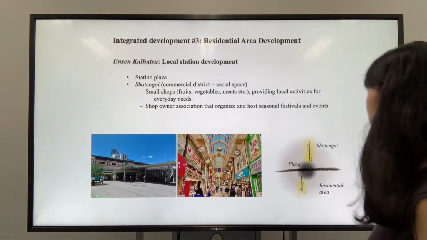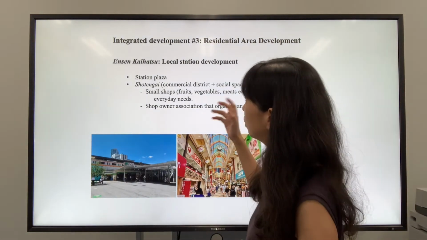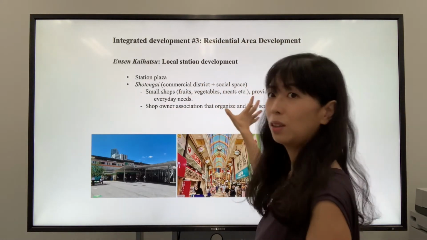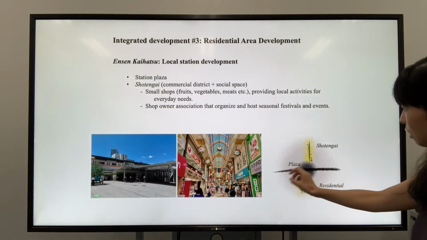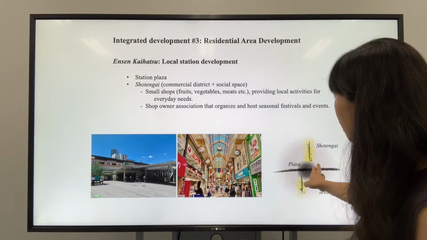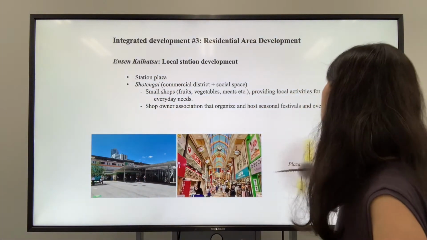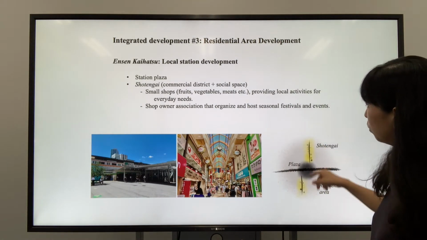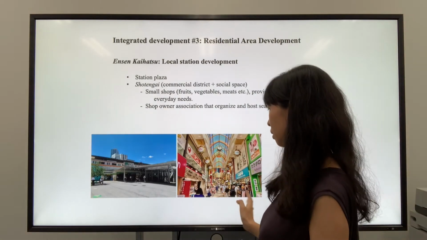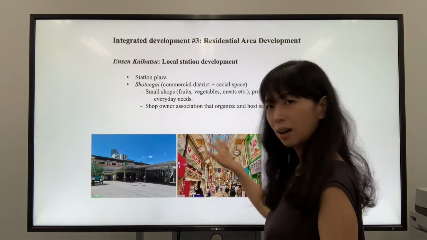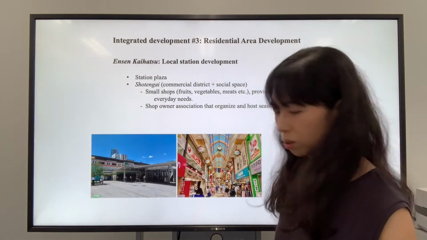And so schematically speaking, you can understand the Ensen Kaihatsu, which is focusing on the local station development, like this: you have the railway, you have the trains, and then you have the train station here. And around the train station, you have this station plaza, a small open space. And then you will have something called the Shotengai that looks something like this. And whether it has an arcade or not depends on the context.